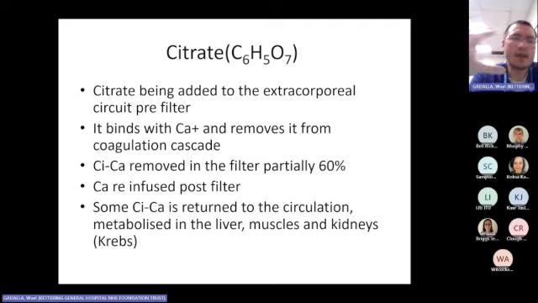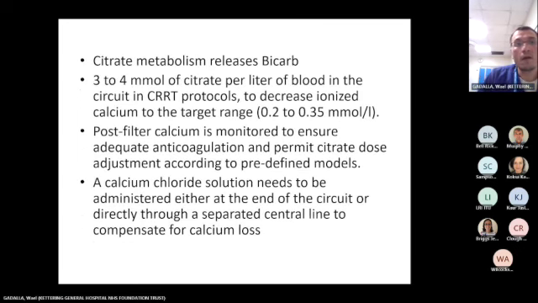So we will form calcium citrate, which will be removed by the filter, 60% of it, and the remaining 40% of the calcium citrate will be reinfused into the body and metabolized by the liver, muscles, and kidney. When the citrate is being metabolized, it releases calcium. So 3 to 4 millimole of citrate per liter of blood. This is the dose prescribed in CRRT protocol.